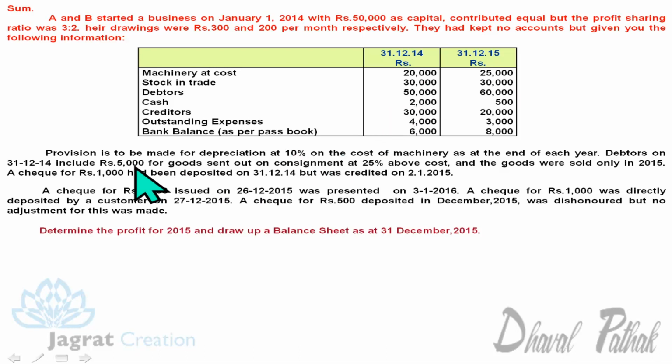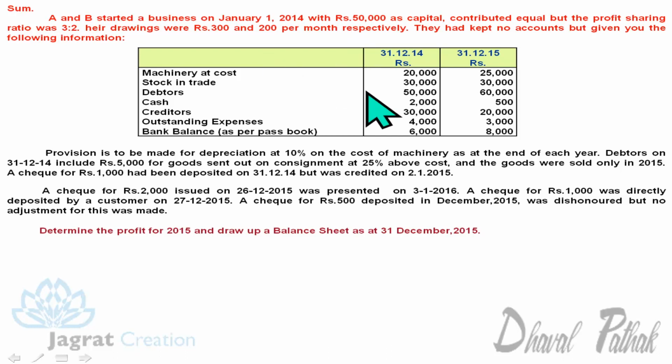So this is how the depreciation adjustment is considered. Debtors as of 31st December 2014 include 5,000 goods sent on consignment at 25% above cost. Goods are sent to the consignee for the purpose of selling at a profit at the instance of the consignor. When the goods are sent, the consignee's account cannot be debited, but it has been debited, and the consignee's account is included in the debtors.